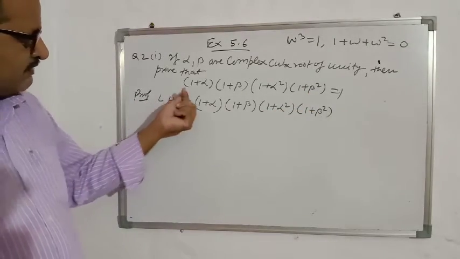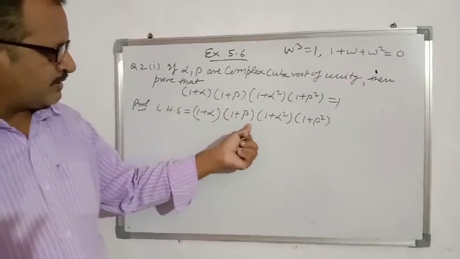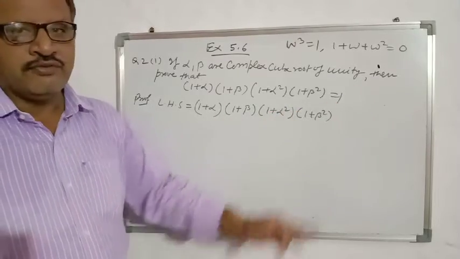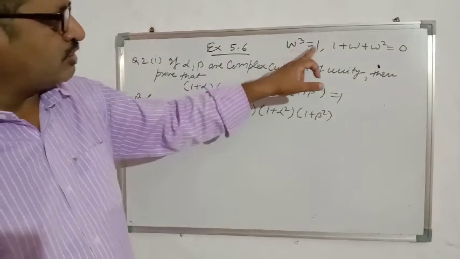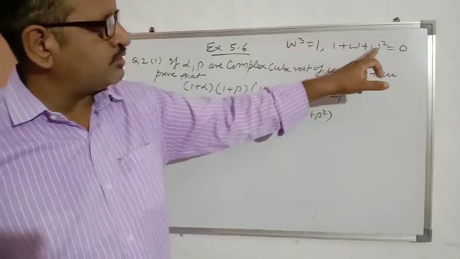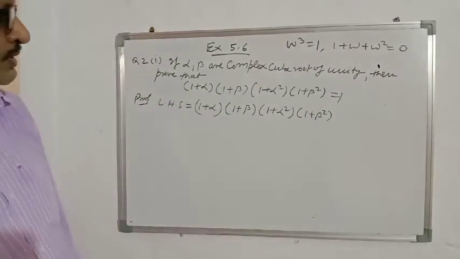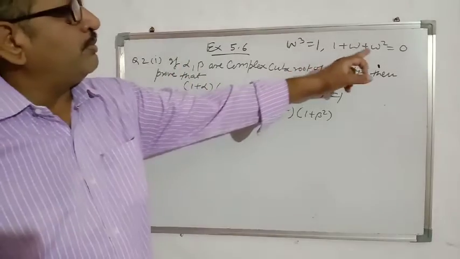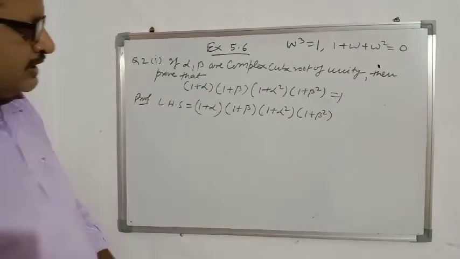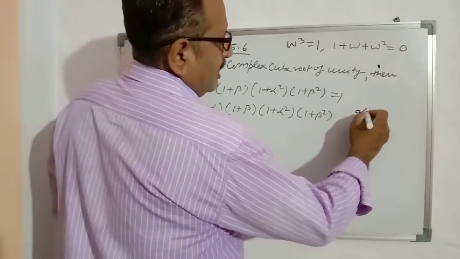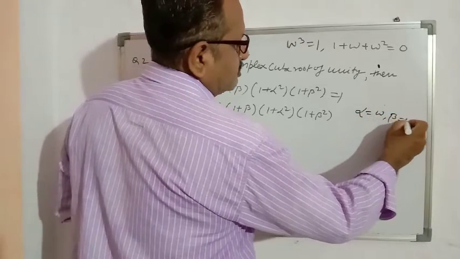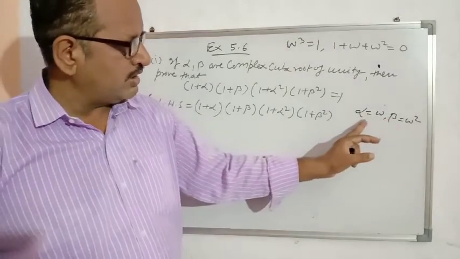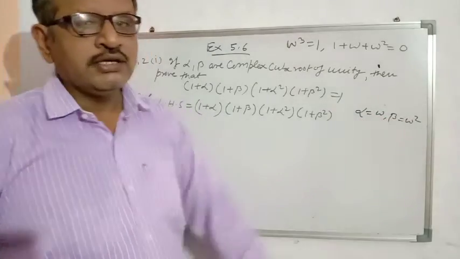Firstly we will take the left hand side: (1 + alpha)(1 + beta)(1 + alpha square)(1 + beta square). We have to prove its value will come to 1. Here we will use omega cube is equal to 1 and 1 plus omega plus omega square is equal to 0. Alpha and beta are complex cube roots of unity. We know that omega and omega square are the complex cube roots of unity, so we can take alpha as omega and beta as omega square.